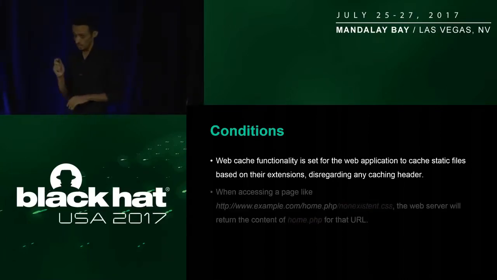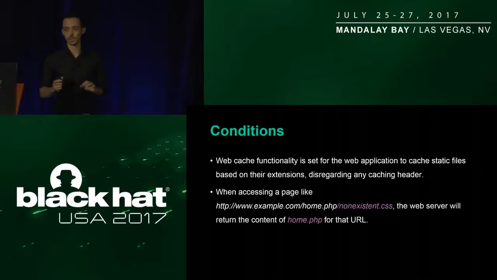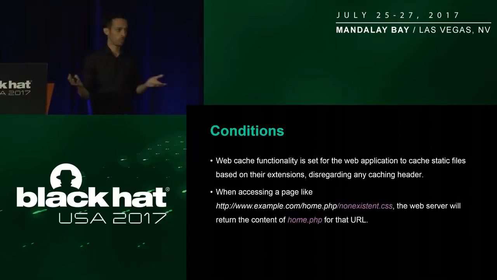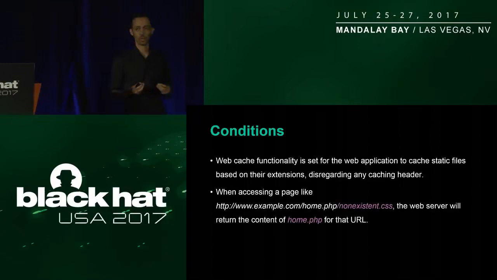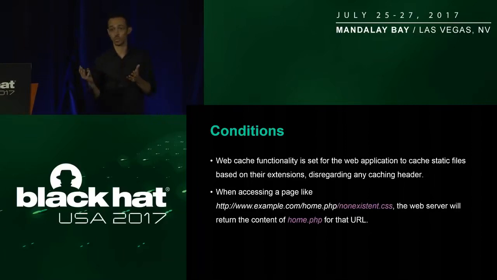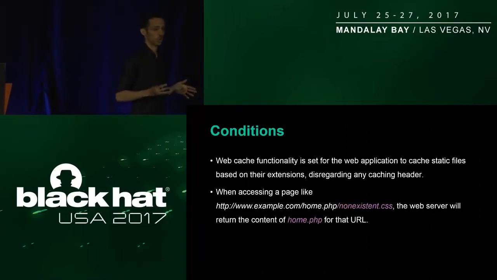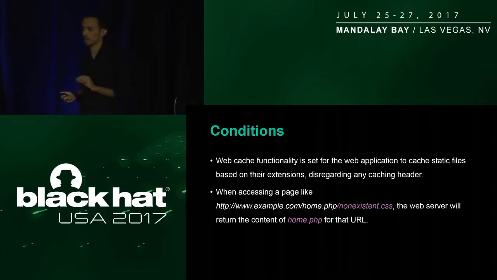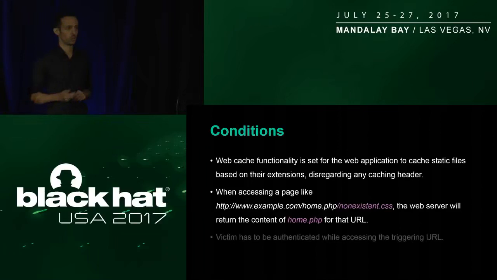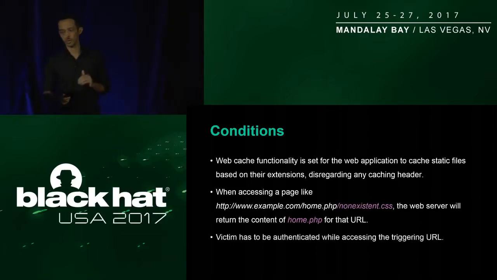And this is why we need the caching mechanism to cache all static files no matter what their caching headers are. The second condition is that when accessing a page like home.php, which is an actual page in the application, slash a name of a non-existent file, the web application will return the content of the actual page of home.php for that URL with a 200 OK response, so the URL stays the same. And one last condition is that the user has to be authenticated while accessing the triggering URL.